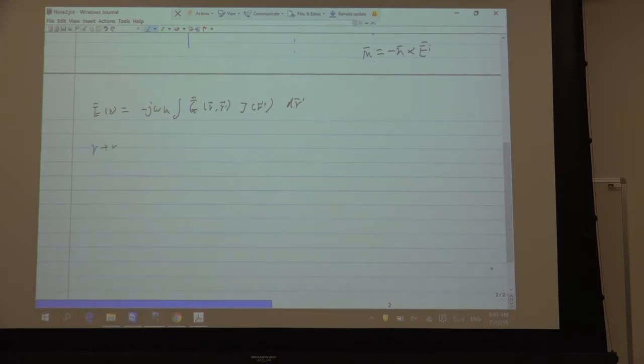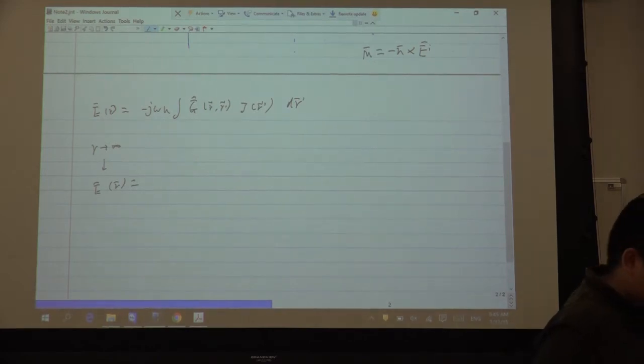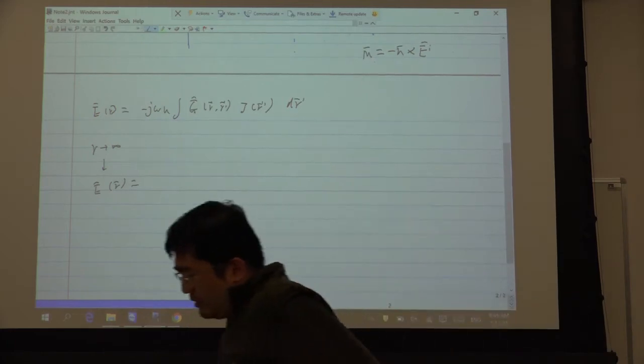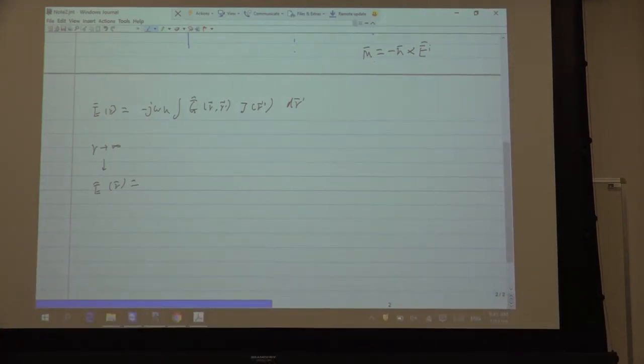If r goes to infinity, this equation changes to the far field E(r), which can be written as j omega mu times theta-hat theta and phi-hat phi components, a derivative integral of J(r') e to the minus jk r' dr'. So you can see that going from the near field to the far field is a Fourier transform.